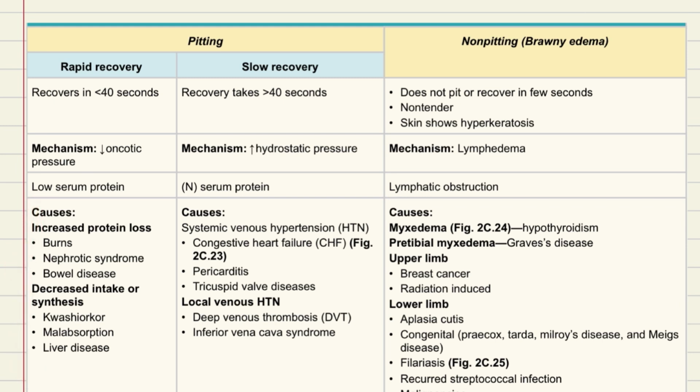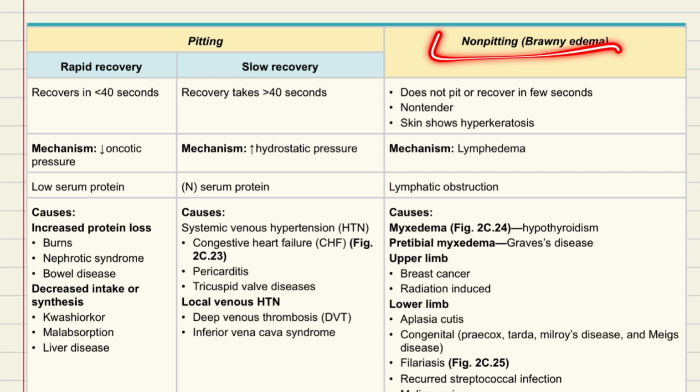Now for the slow recovery pitting edema, we have causes where there is increased hydrostatic pressure like congestive heart failure, pericarditis, tricuspid valve disease, and then we have the local venous causes like deep venous thrombosis, inferior vena cava syndromes. These are the causes for the pitting edema of the slow recovery type.